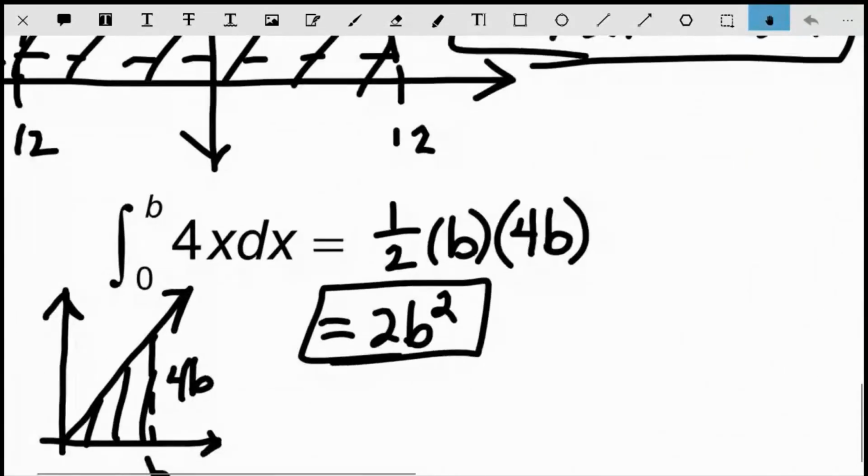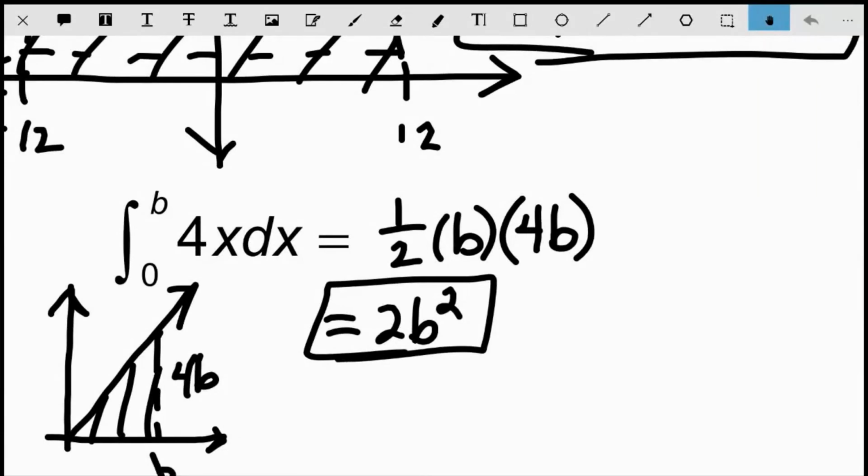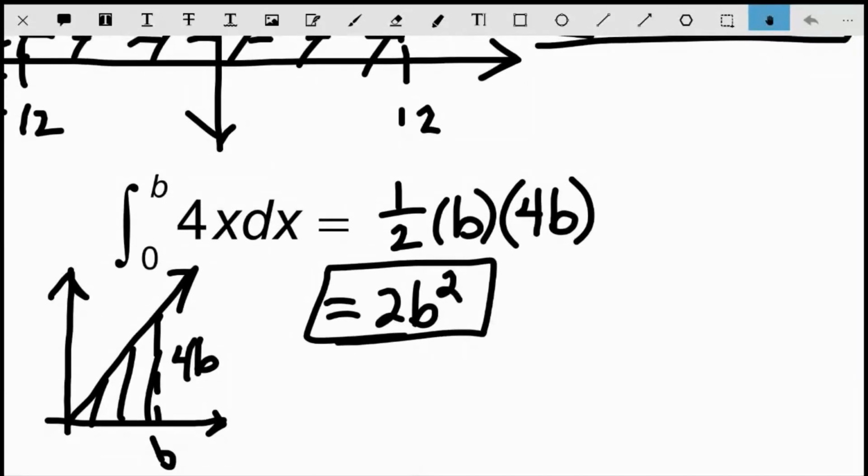Now, these ones are a little different, from 0 to b. So we just have some arbitrary value b. That means my solution is going to be in terms of b. And what I did was I created my graph of 4x. I went b units to the right. That means I would go up 4b units. And I'm still calculating the area of a triangle. I'm just doing it in terms of b.